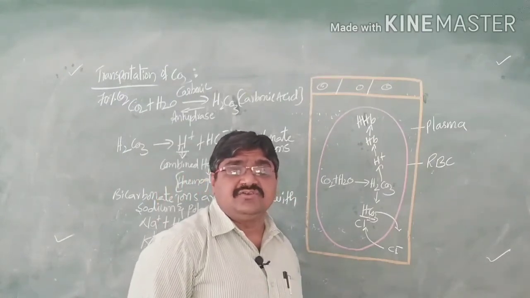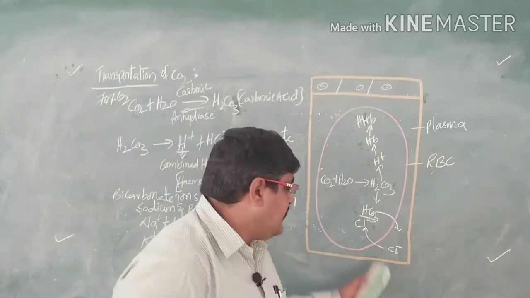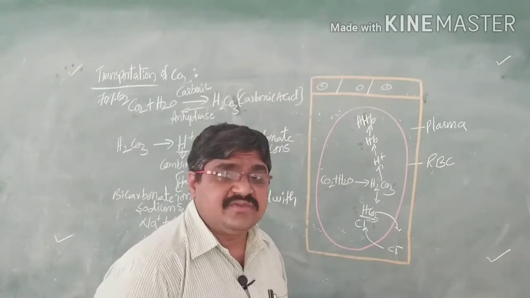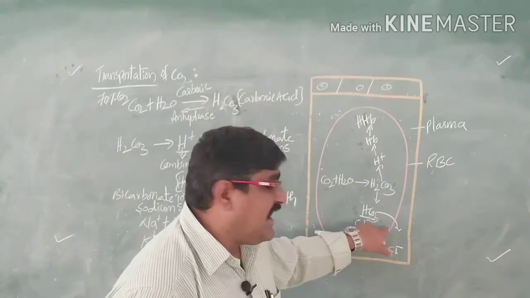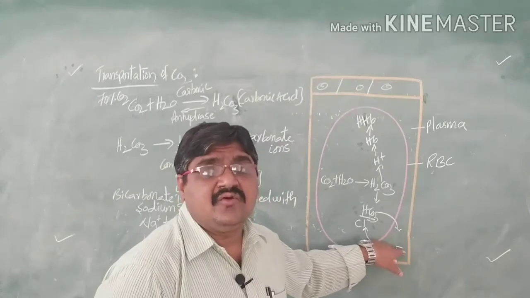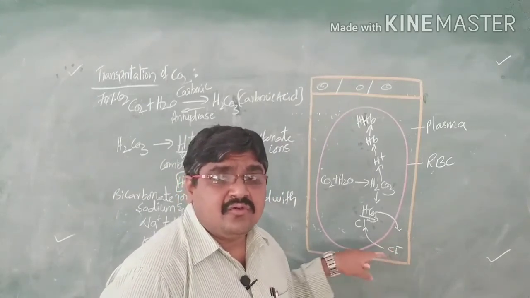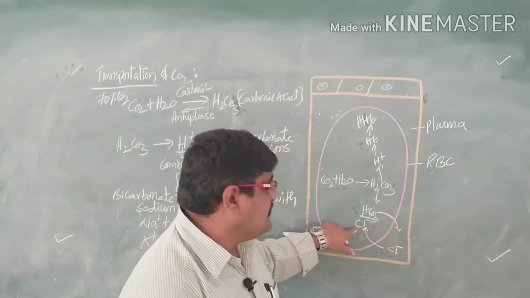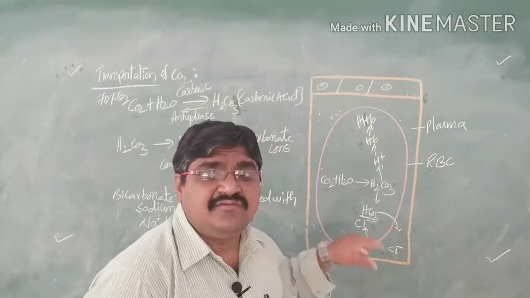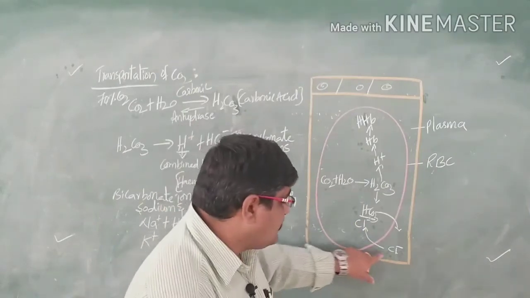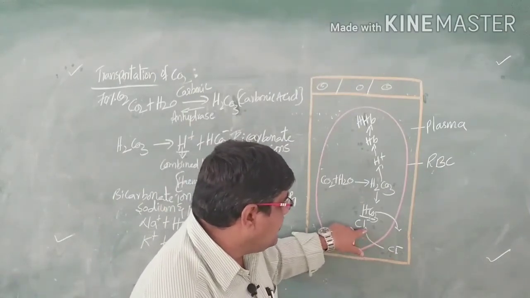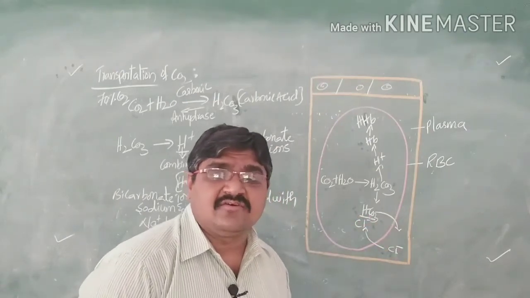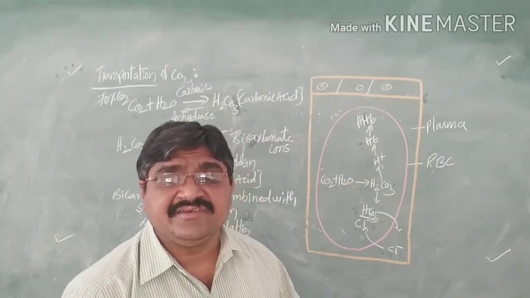Here positive elements are not allowed into the plasma from the RBC. So negative ions, the chloride ions, move to neutralize the negative bicarbonate ions: chloride ions will move from the plasma to the RBC. This shifting of chloride ions from plasma to the RBC, and again from RBC to the plasma, is called a chloride shift.